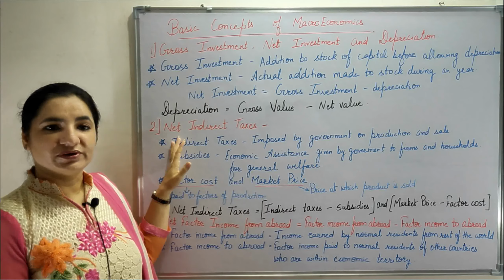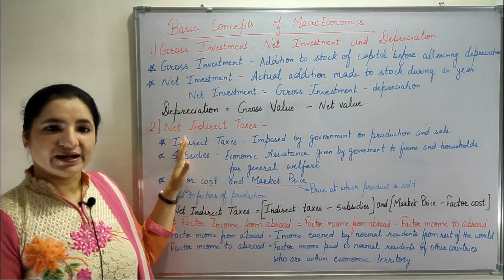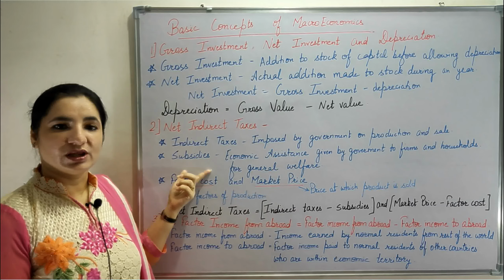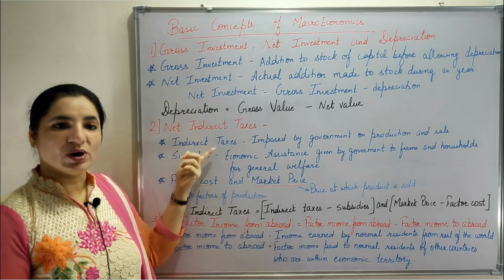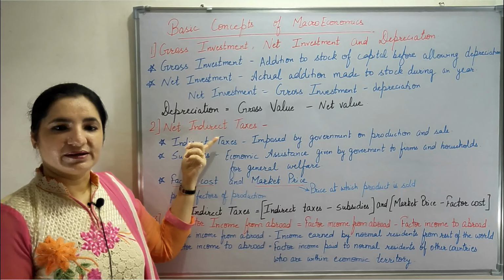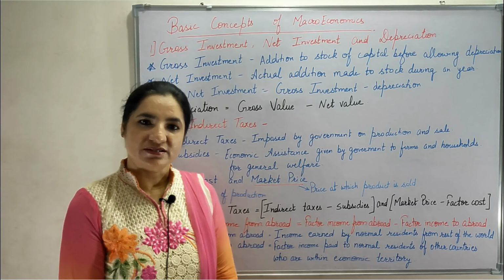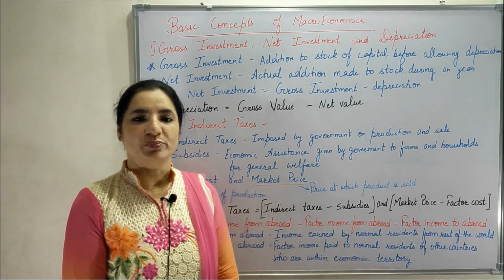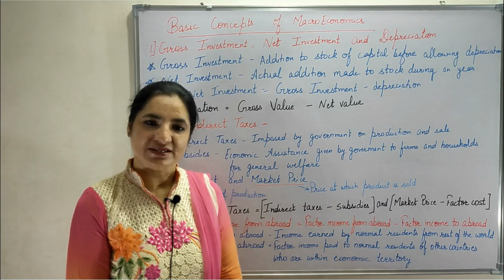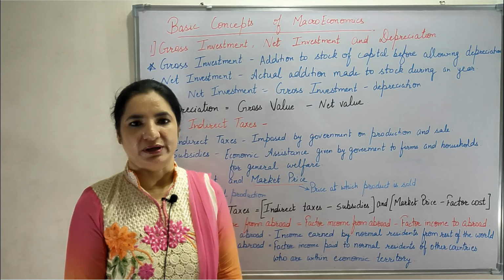Second is the concept of net indirect taxes. To understand this concept, we should understand the meaning of indirect taxes and the meaning of subsidies, because these two are the important terms which are to be applied to arrive at net indirect taxes. Indirect taxes are the taxes imposed by the government on production and sale. It means in the activities where a production process or selling process is involved, GST is imposed by the government.